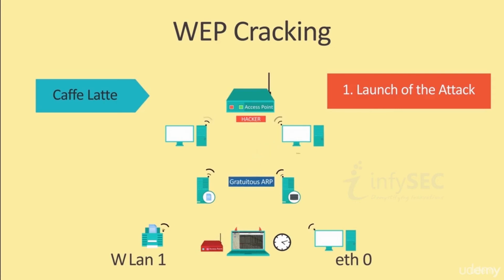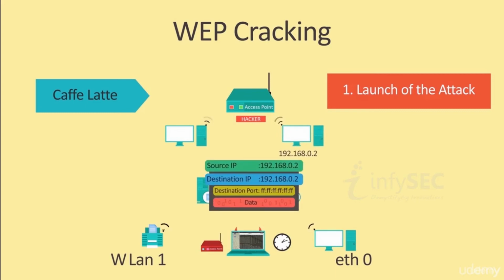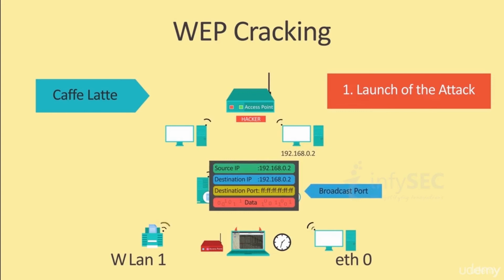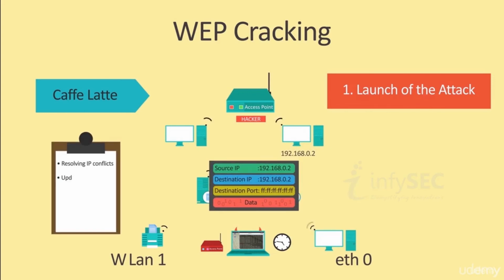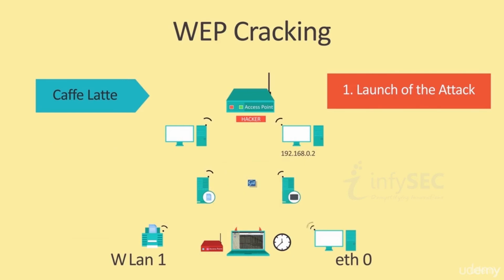Gratuitous ARP is a packet that is broadcasted by a client by setting the source and destination IP to itself and the destination address to the broadcast address, for resolving IP conflicts, updating ARP tables, etc. This gratuitous ARP packet is captured to make one that will look like a legit one, and this is broadcasted to the network claiming the attacker to be the AP by changing its SSID to that of the legit AP. This will now dissociate the client from the legit AP and start associating the client to the fake one, thus making the client send back replies that would be encrypted with the legit key.